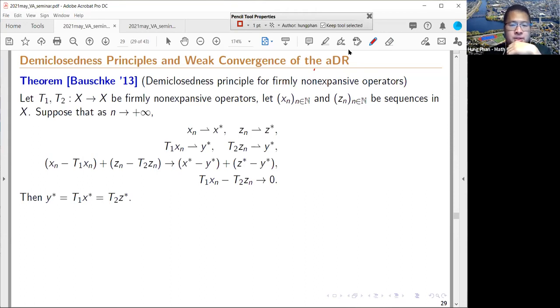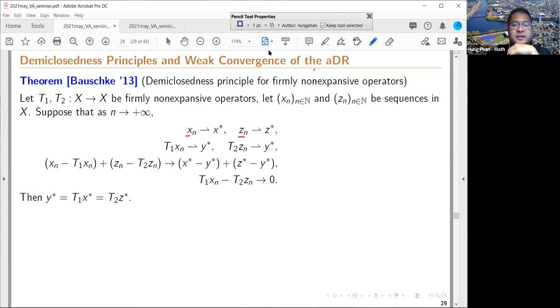If we have two sequences, X and Z, they both converge weakly to X star and Z star, so that their images T1 XN, T2 ZN also converge weakly to Y star, and then another condition, and then another condition. Just so many conditions. If they all satisfy, then Y star will be T1 X star and equals T2 Z star. I leave a big space here, actually on purpose, so that I can draw some diagram.